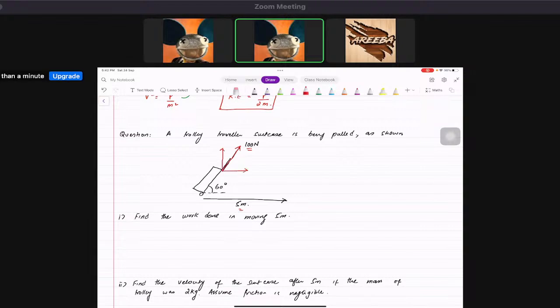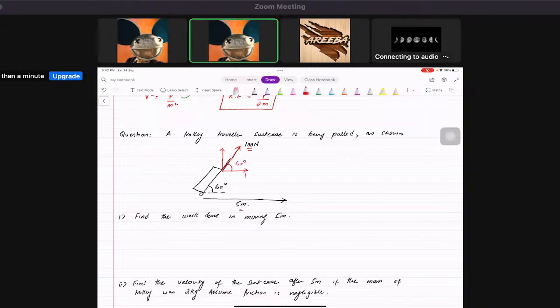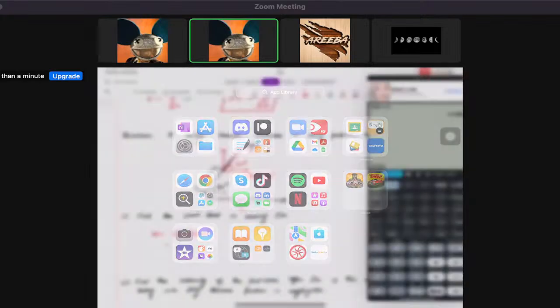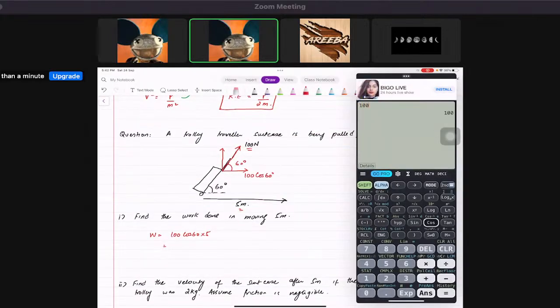This is 60, this is also 60, which means this is going to be 100 cos of 60, and that's parallel to this. So the work is going to be 100 cos 60 times 5. So always try to find the parallel force. Okay, 100 cos 60 times 5, so that's going to be 250 joules.